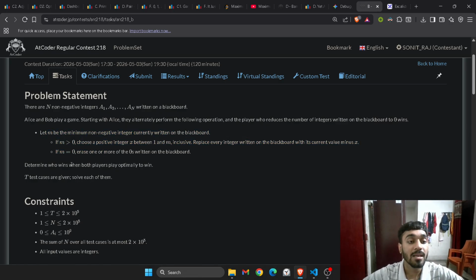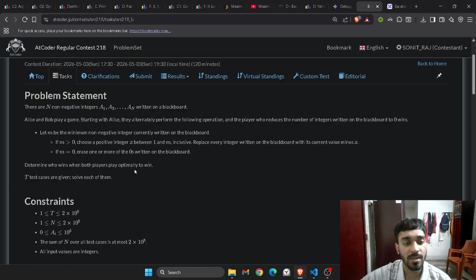So let's read it. Let m be the minimum non-negative integer currently written on the blackboard. So basically m is the minimum integer that is written on the board. First, if m is greater than 0, choose a positive integer x between 1 and m inclusive. Replace every integer written on the blackboard with its current value minus x. So this is one operation that we can perform, and if m is equal to 0, erase one or more of the zeros written on the blackboard. So these are the two operations.